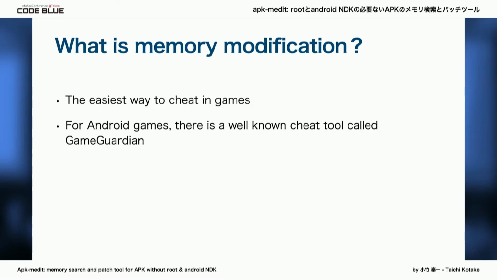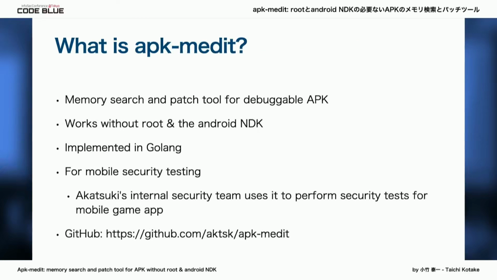Memory modification is the easiest way to cheat in games. For Android games, there is a well-known cheat tool called Game Guardian. APK medit is memory search and patch tool for debuggable APK. It works without root and the Android NDK. It's implemented in Golang. This is a mobile security testing tool. Akatsuki's internal security teams use it to perform security tests for mobile game app.